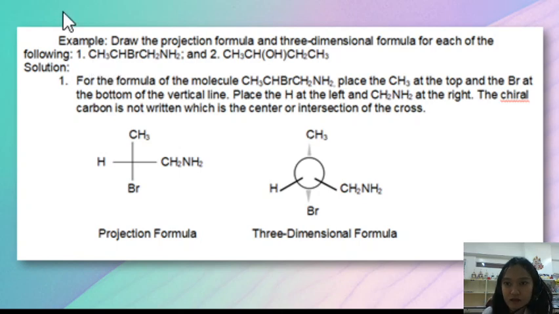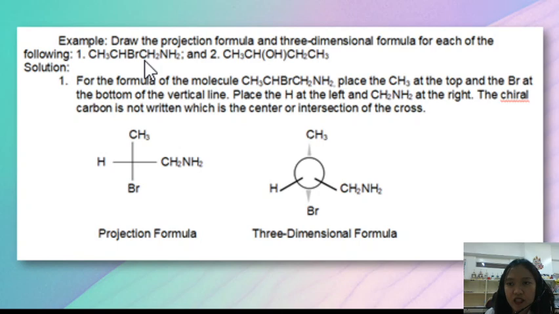Second carbon. So, ilan ang naka-attach sa kanyang functional groups? You have the hydrogen atom, a bromine atom, and then you have attached to it a methane group, CH3, and then you have another carbon atom, or CH2 and H2. So, ilan yon? 4. 4 different functional groups. So, meaning, your carbon number 2 is a chiral carbon. Kuha.